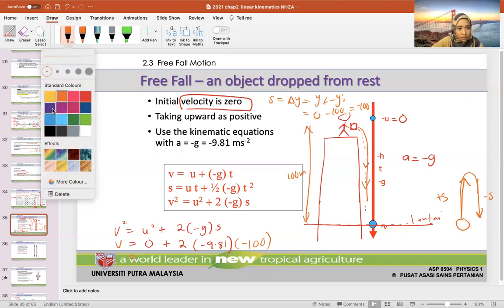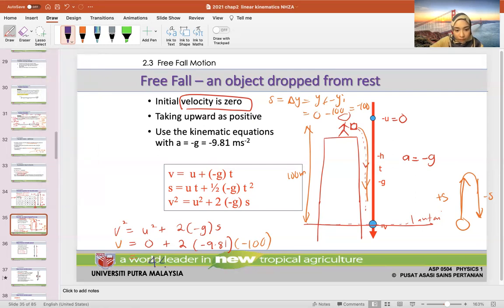Okay, now my question is, 44.29. Our motion is going down. What is the sign of my V? Negative. It should be negative. So where does the negative come from in this equation? Where does it come from? Any ideas?